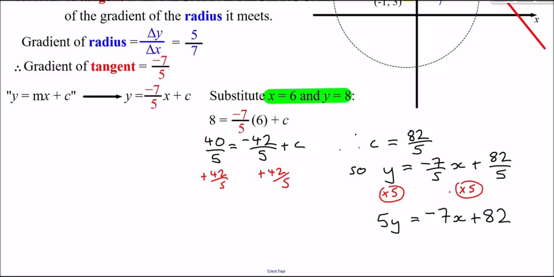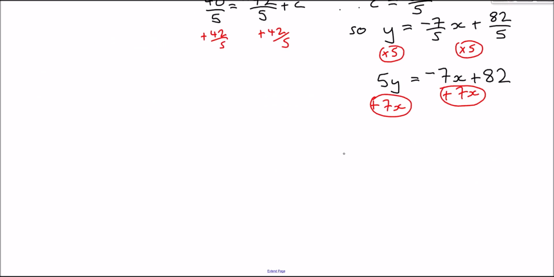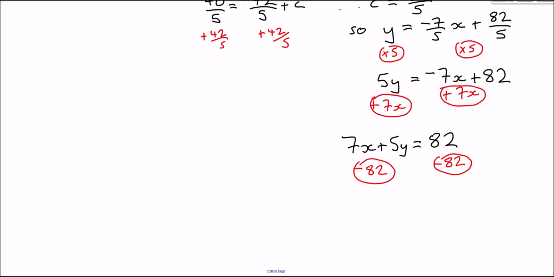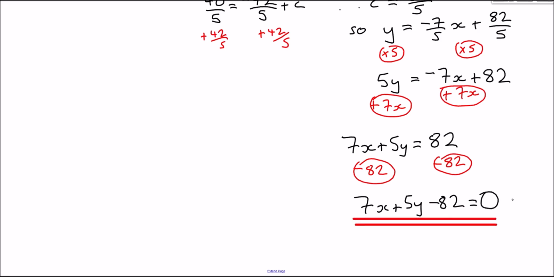We can then get the minus 7x to disappear by adding 7x to both sides. So if we add 7x here and over there, what we're going to have next is that 7x plus 5y equals 82. Then the final step, subtract 82 from both sides, and we've finally corrected it. We'll have that 7x plus 5y minus 82 equals 0. And that's the equation of the tangent to the circle. 7x plus 5y minus 82 equals 0.